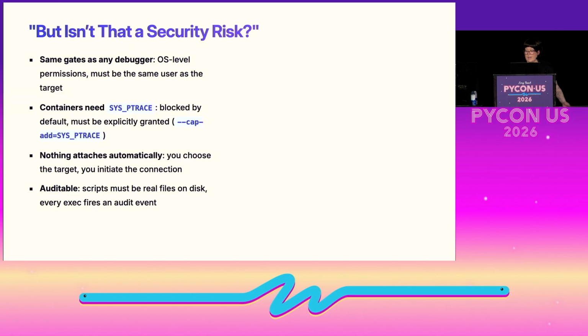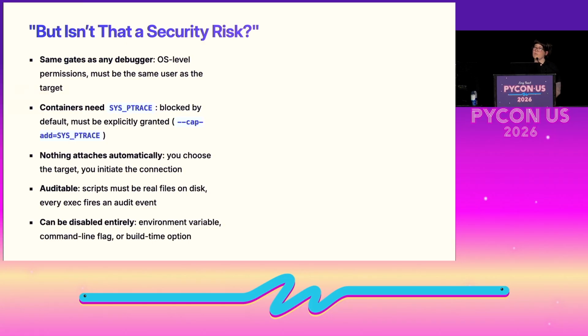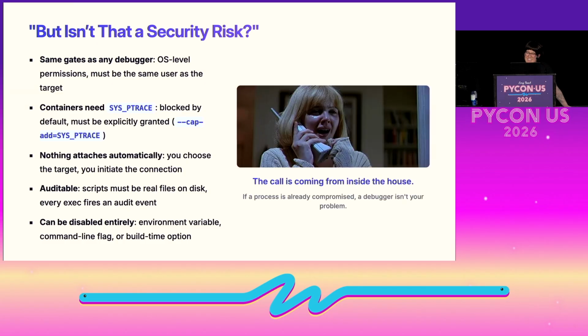On that note, there are many flavors of turning this off completely. There's an environment variable, a command line flag, a build time configure option, pick your poison. Those are many different dimensions of the security model of this. But really, if someone has enough access to your machine to attach the debugger to the process, they already have code execution. The debugger interface is way down the list of concerns at that point, and the call is maybe coming from inside the house.